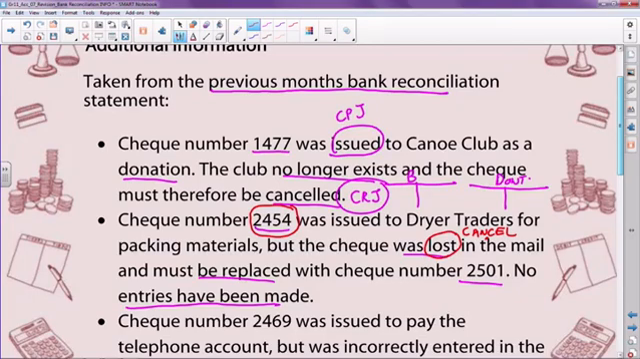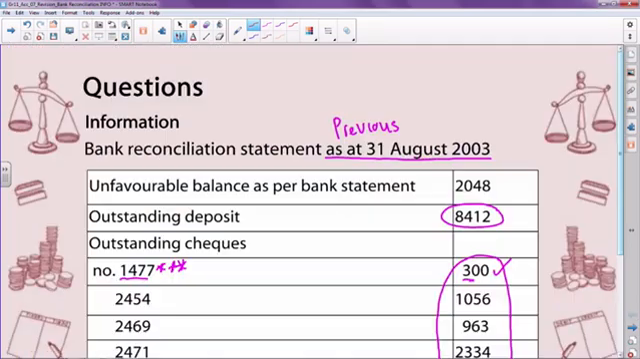So I've spoken about this already. When the check was issued, it was obviously recorded in the CPJ. So if I'm going to now cancel the check, I have to make an entry in the CRJ. So that's the first part. So let's go and find out the check amount. So check number 2454 for 1,056 needs to be cancelled.